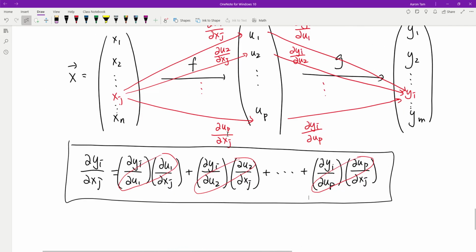Okay. Next, notice that you have dy sub I on top of every single one of these, and dx sub j on the bottom of every single one of these. So essentially, you're adding up a whole bunch of these products where du1 cancels out, du2 cancels out, du3 cancels out, du sub p cancels out.